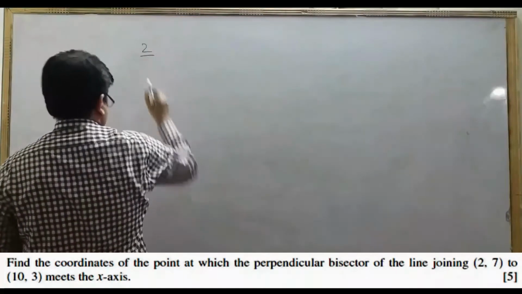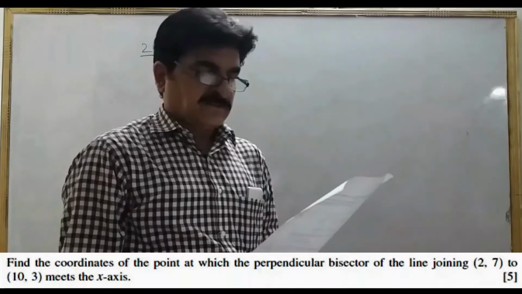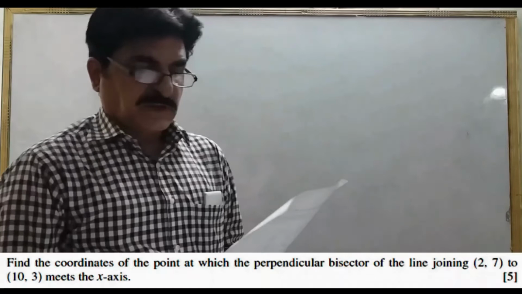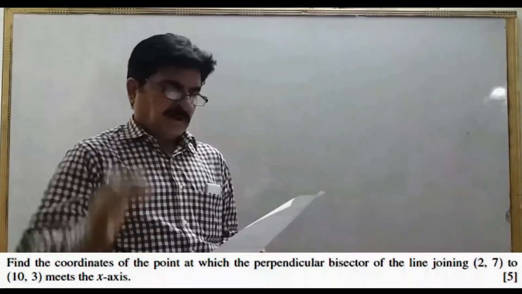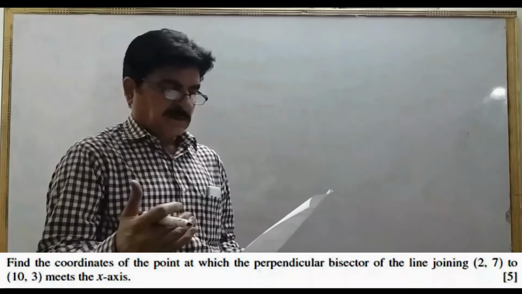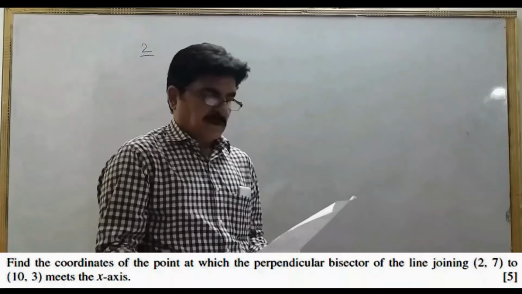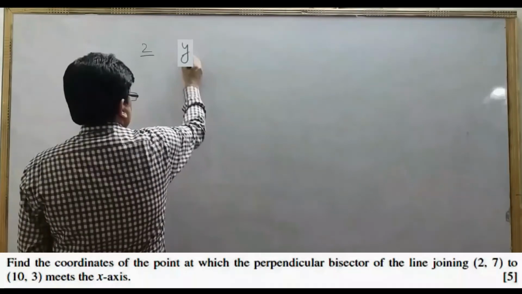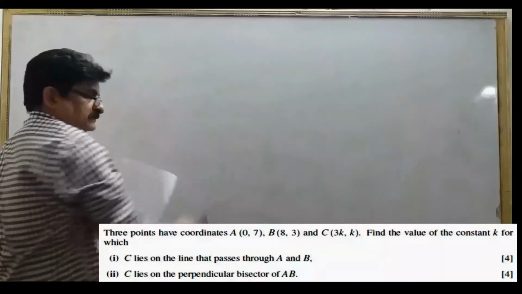Now we have question number 2. First read the question carefully. Find the coordinates of the point at which the perpendicular bisector of the line joining (2, 7) and (2, 10), 3 meets the x-axis. Now you have one thing common with the previous question: how to find the equation of a perpendicular bisector. I leave it for you to do yourself, and after finding the equation of the line we will put y equal to 0. Then we have question number 3.